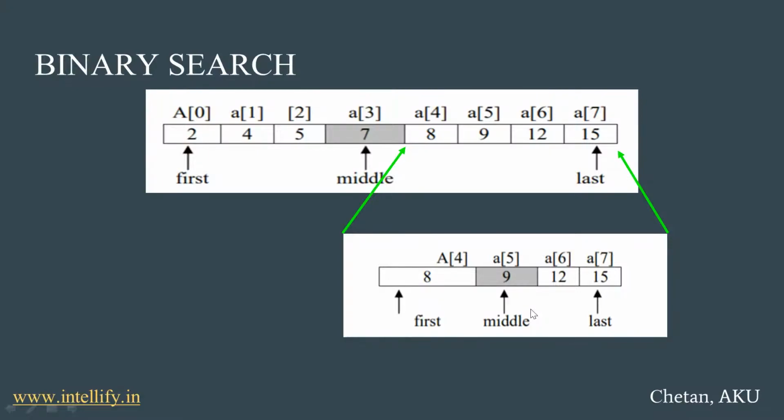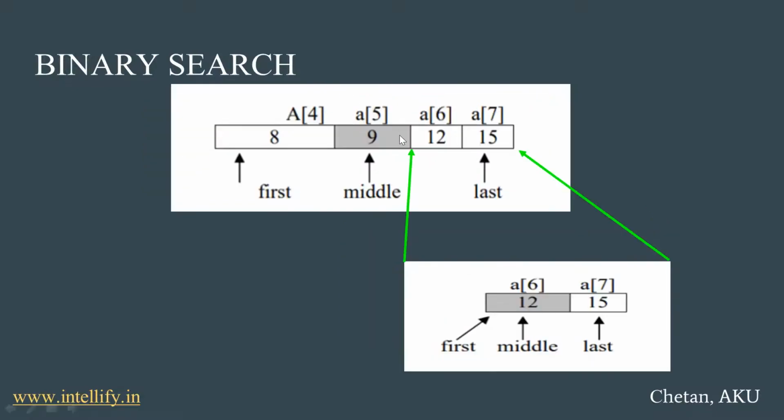Now we need to go to our next iteration, that is this part of the array. We will take this part of the array, and this is the first element, this is the last element, and derive the middle element. How do we derive the middle element? We will see in our next slide. But here you understand the logic. How does this binary search actually work?